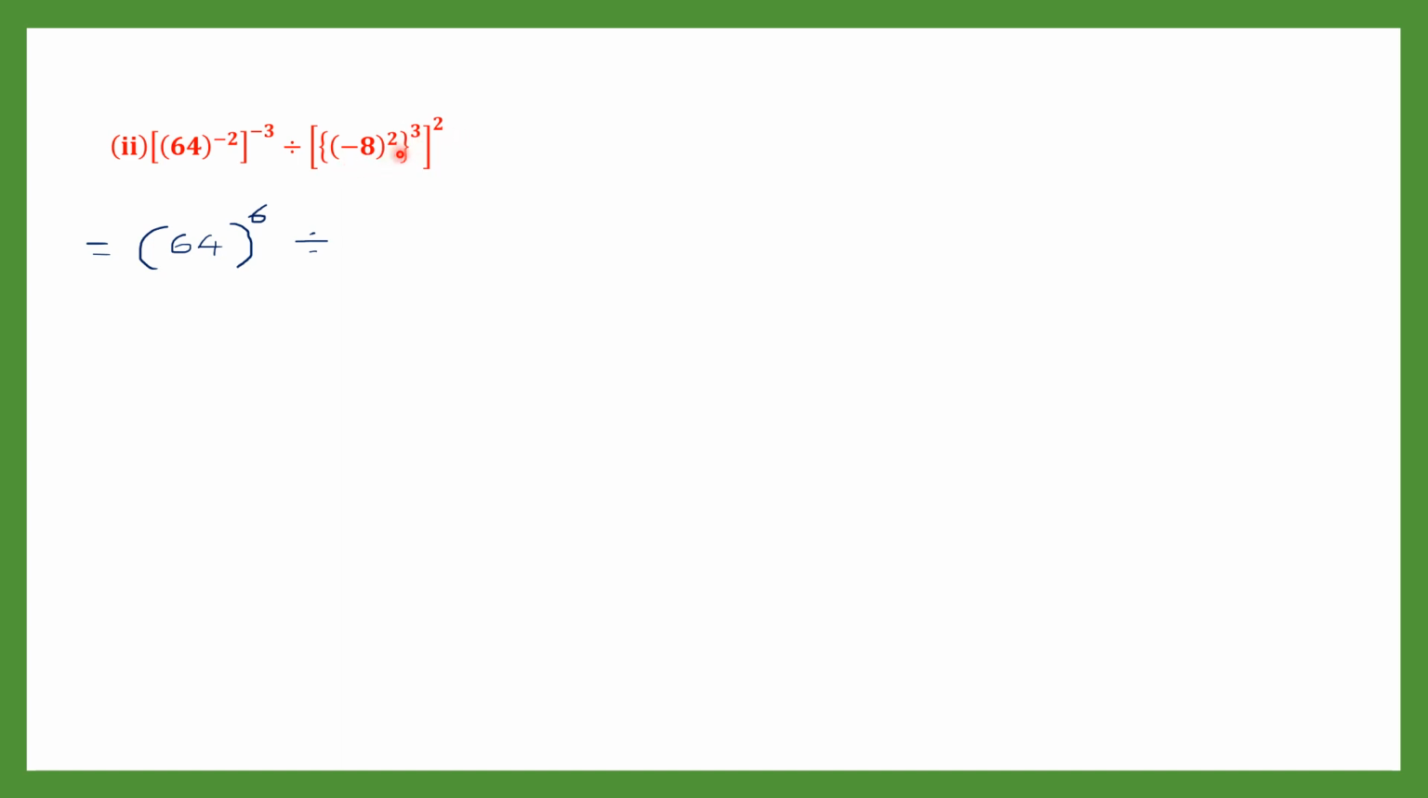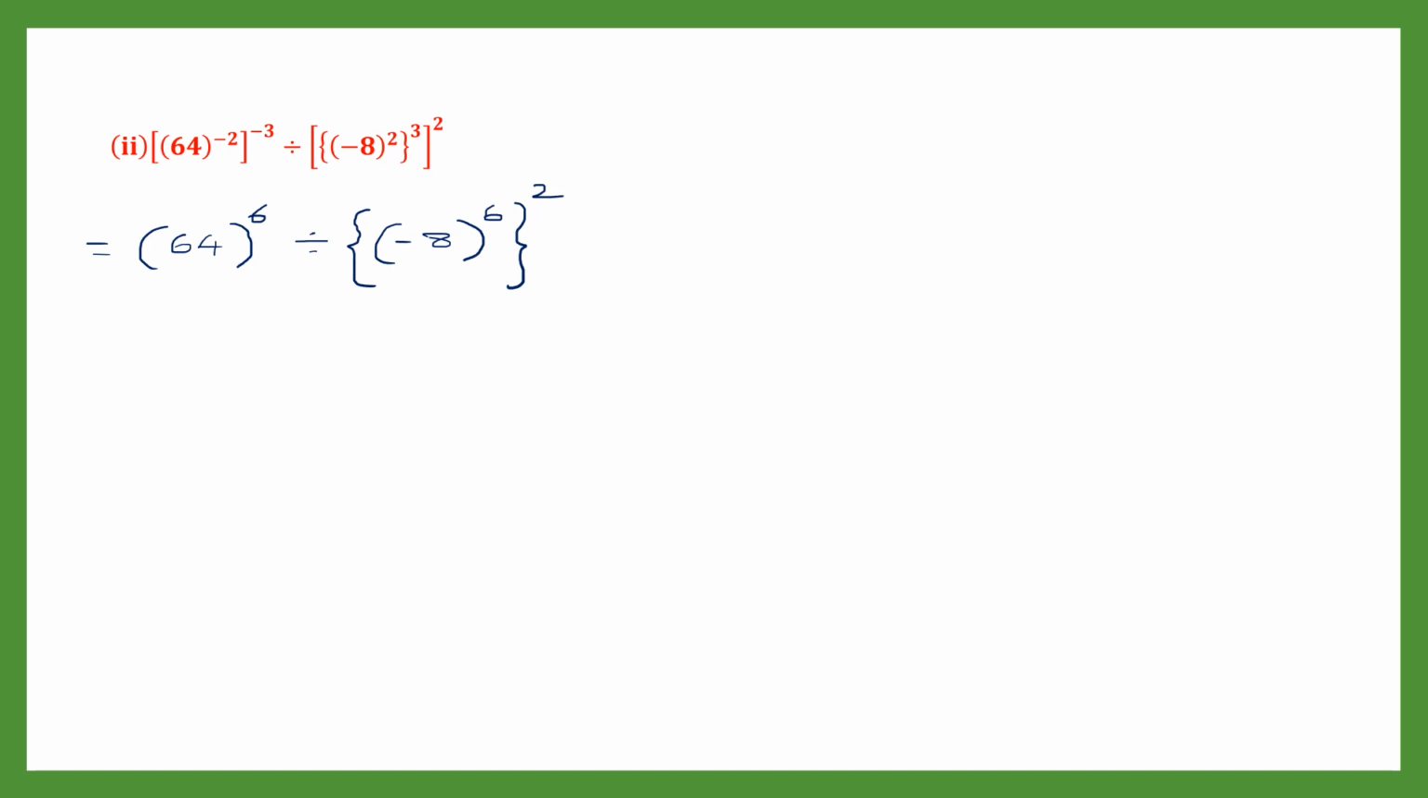So first let's work on these two powers, so you can multiply these two powers. So minus 8 to the power of 2 into 3, so we can write it that way. So this is minus 8 raised to the power of 2 into 3, that is raised to the power of 6. Now that whole thing is raised to the power of 2.